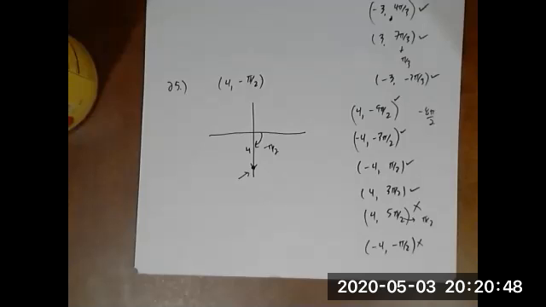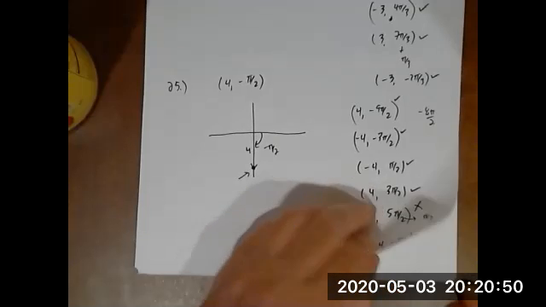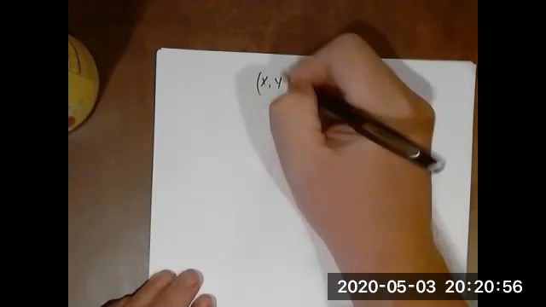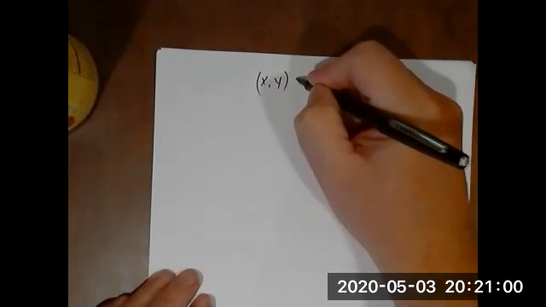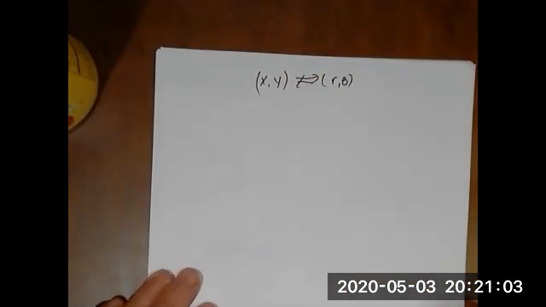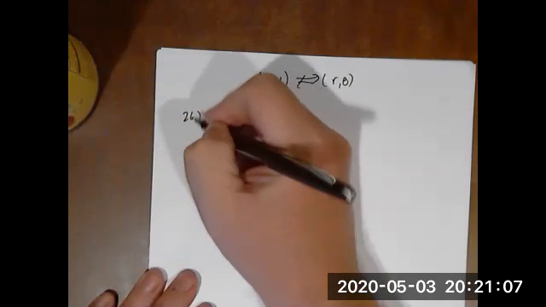All right, now we have some problems. They're going back and forth between polar and rectangular coordinates, right? So rectangular coordinates are x and y, polar coordinates are r theta, and we want to go back and forth. So 26.